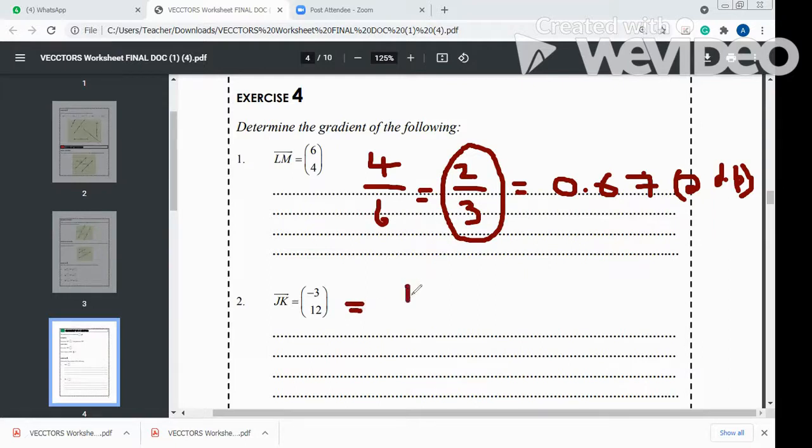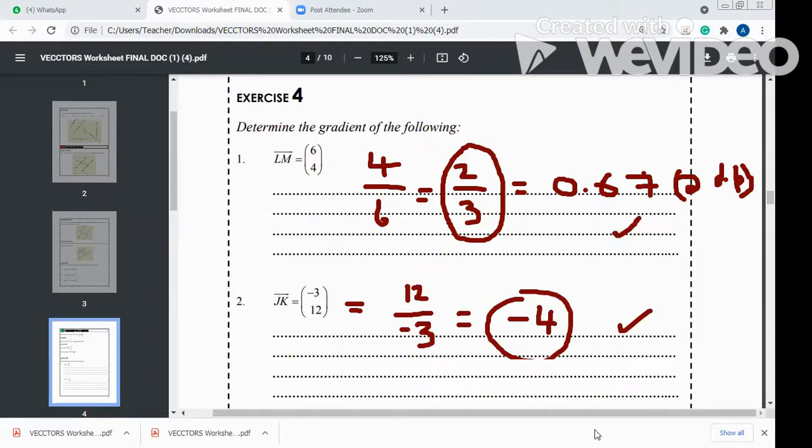This one is 12 divided by negative 3, which is negative 4. Negative 4. Awesome. Very good. Any questions?